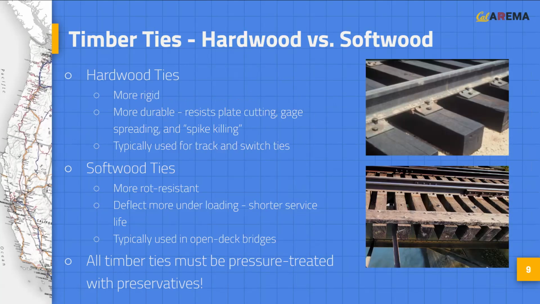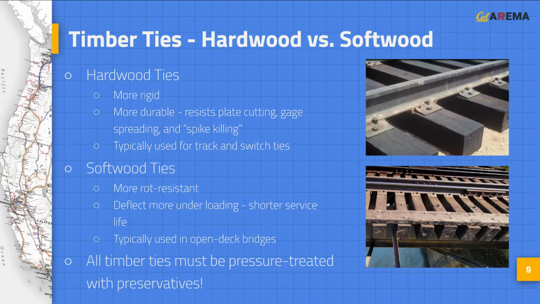Timber ties include both hardwood and softwood ties. Hardwood ties are denser and more rigid, offering greater mechanical resistance against plate cutting, gauge spreading, and spike hole enlargement, which are all various forms of tie defects. As a result, they are the preferred choice for switch and track ties.